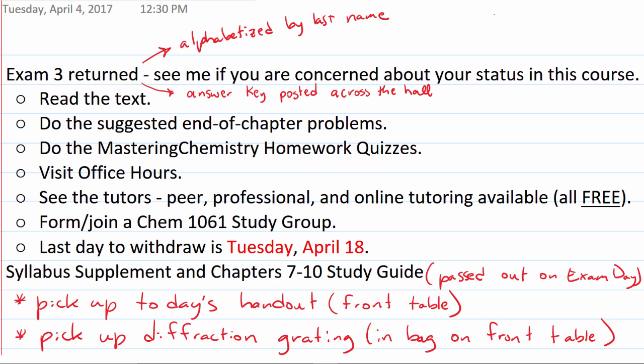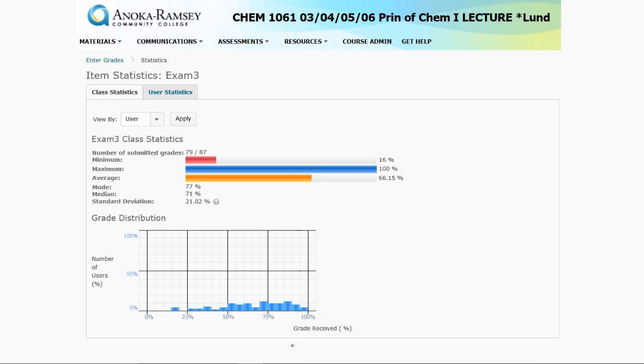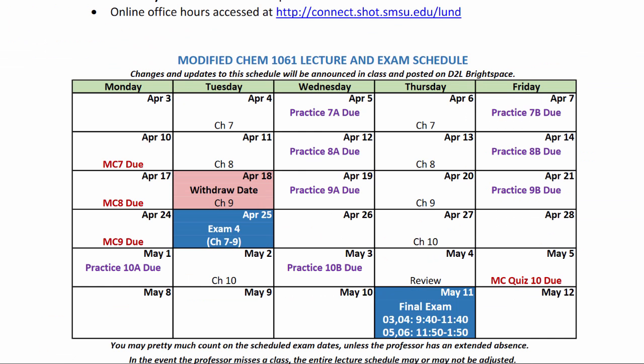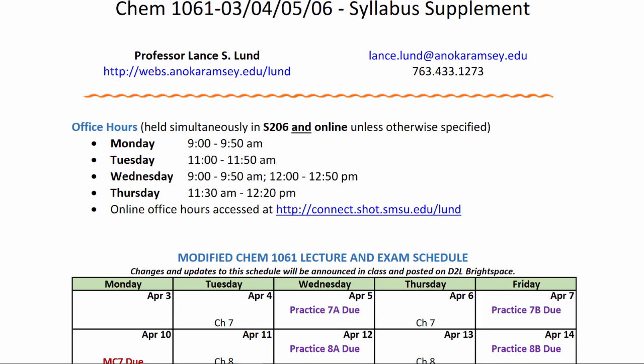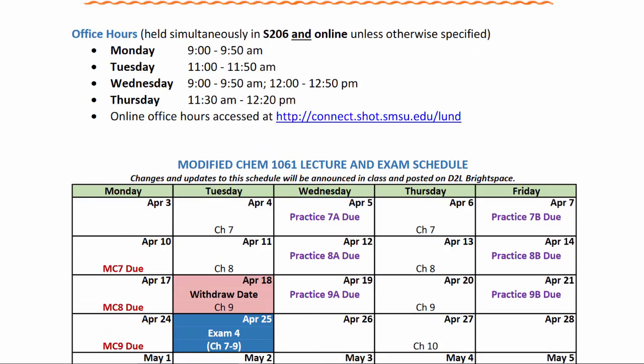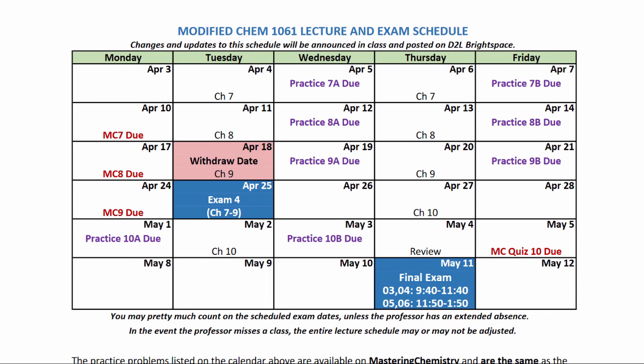All right, if you look at the syllabus supplements, here's the information that you can get out of that syllabus supplement. And I don't remember if I have that up here yet. Here we go. So on there is a reminder of what my office hours are. Then I do have the modified lecture and exam schedule from this point forward in the course.